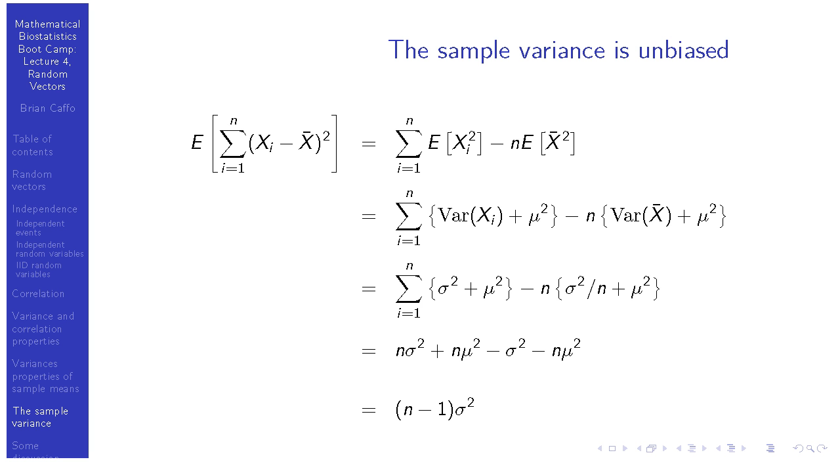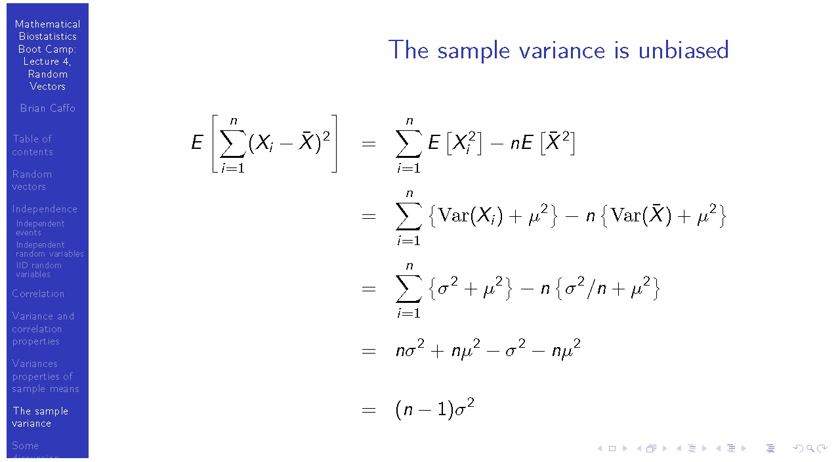So this is a really interesting fact. This says that the expected value of the variance is in fact the quantity it's trying to estimate if you divide by n minus 1 instead of n, and that's why we divide by n minus 1.